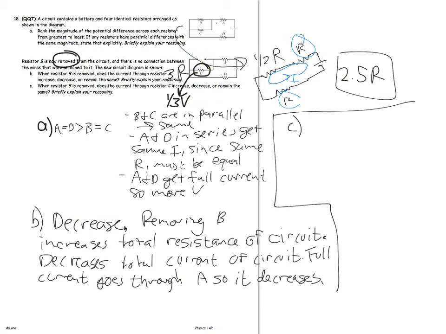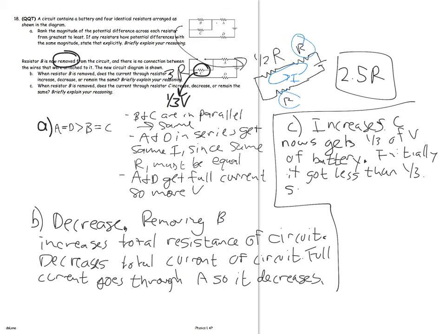Sometimes thinking about the current is tough because there's two things at play there. But the voltage definitely goes up, which means the current ultimately increases. So my explanation, I would say that C now gets 1/3 of the voltage of the battery. And since the voltage increases, that means the current must also increase.